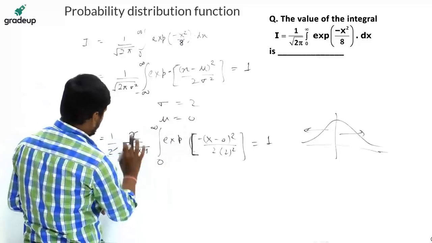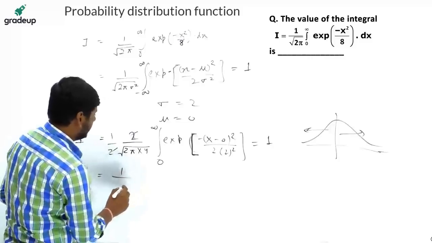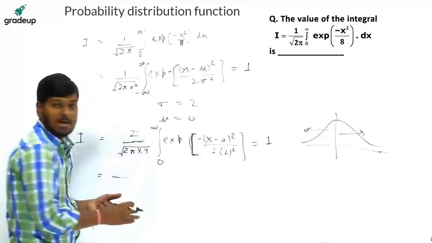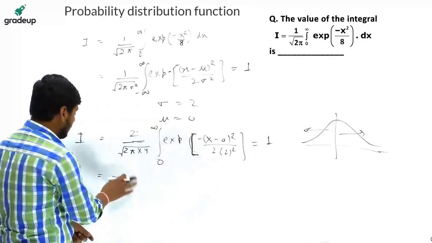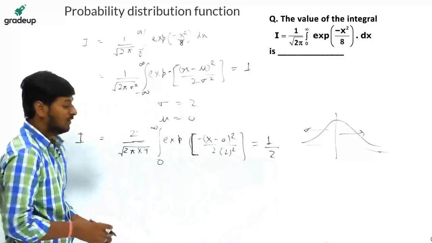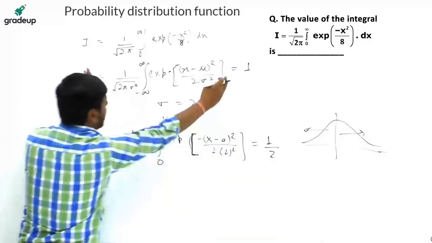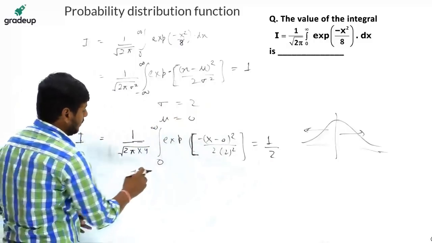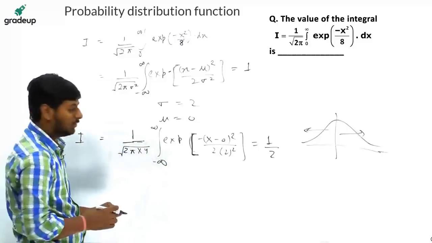Sorry, I did one mistake here. We had 2, but 1 divided by under root 2 pi sigma square exponential x square is equal to 1. 2 should not be in the denominator, so this should be equal to 1 divided by 2. So here we get 1. Now this is the Gaussian distribution function. So this will be 1 by 2. Now this was equal to minus infinite to infinite.